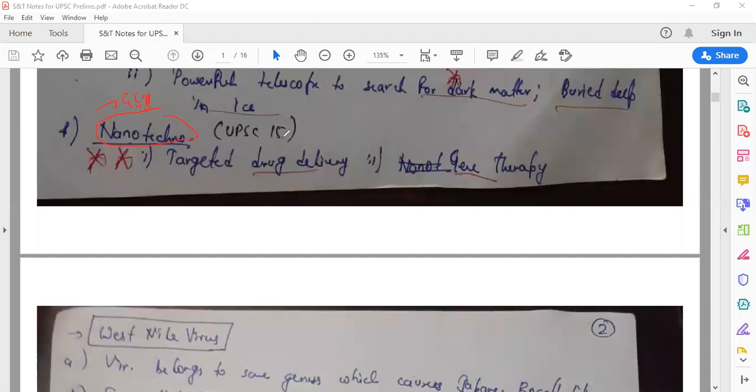And they have also asked a question in UPSC 2015. They were asking about the application part. It can be used in targeted drug delivery, it can be used in gene therapy, and these are not the only two uses, but these were the two options in the question. So yes, it can be used for targeted drug delivery, for gene therapy also, and for many other purposes as well.